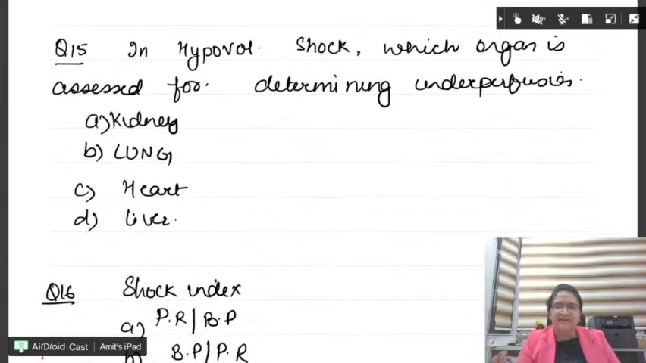Now, question 15. In hypovolemic shock, which organ is assessed for determining underperfusion? Same question, a repeated question. It asks for the organ. This is a very common question; the examiner just twisted it. Now, instead of saying urine output, he is asking you the organ. Urine is made by which organ? So this is how the questions are going to be framed.